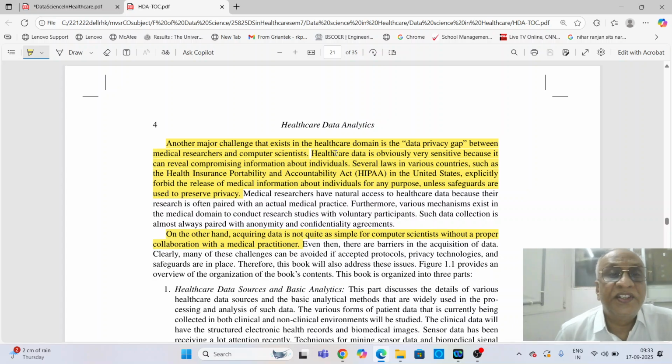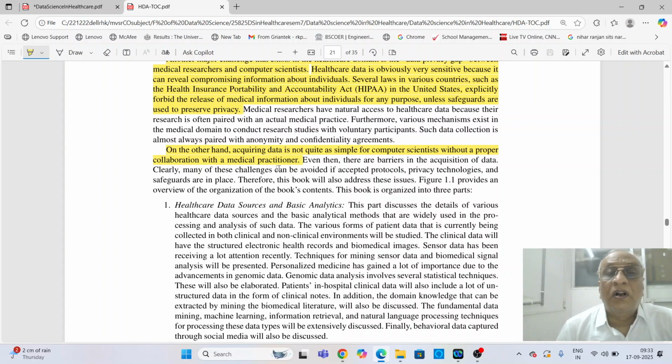Healthcare data is very sensitive. It has compromising information about individuals. So there are many laws in different countries, such as HIPAA, the Health Insurance Portability and Accountability Act in the United States, which forbids the release of medical information about individuals for any purpose unless safeguards are used to preserve their privacy. Data acquisition is not simple because of this heterogeneity, and a lot of collaboration with medical practitioners is required.